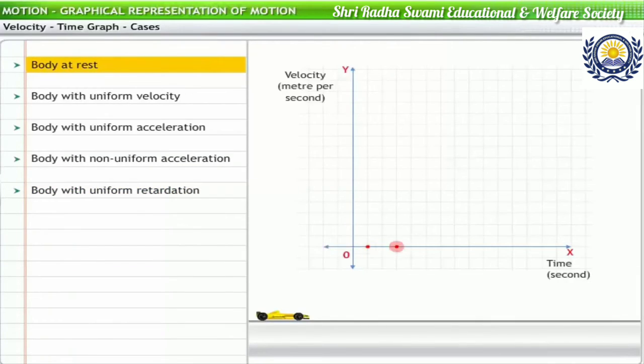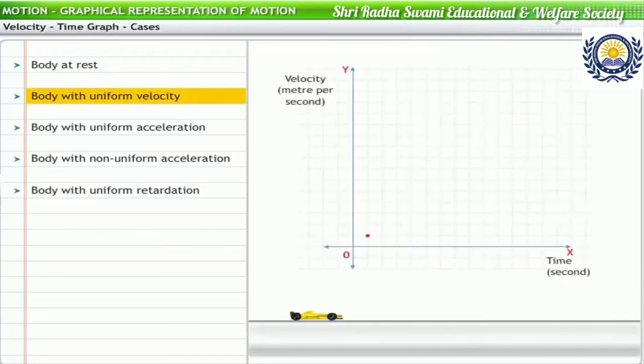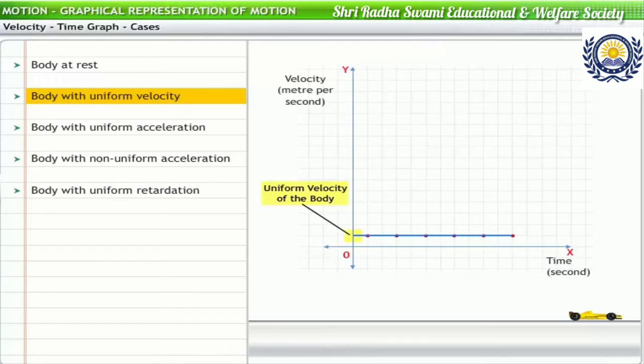The displacement is 0 for a body at rest, and hence the velocity is also 0. A velocity time graph plotted for a body at rest displays a straight line along the x-axis. When a body moves with uniform velocity, there is no change in the velocity with respect to time. Therefore, the velocity time graph for a body with uniform velocity will be a straight line parallel to the x-axis. The point where the line intercepts the y-axis shows the magnitude of the uniform velocity of the body.